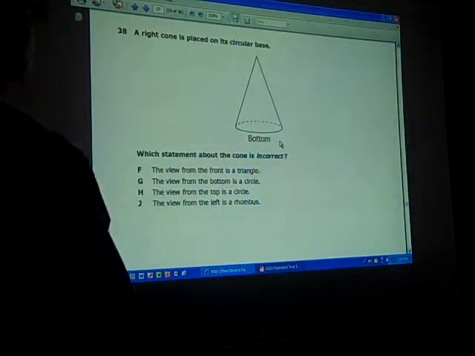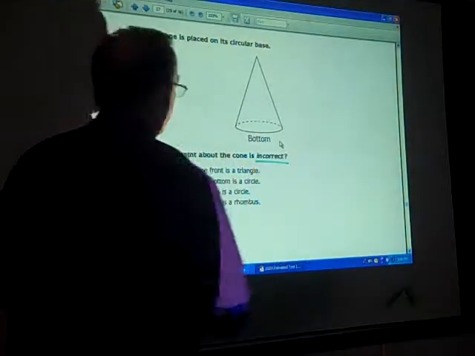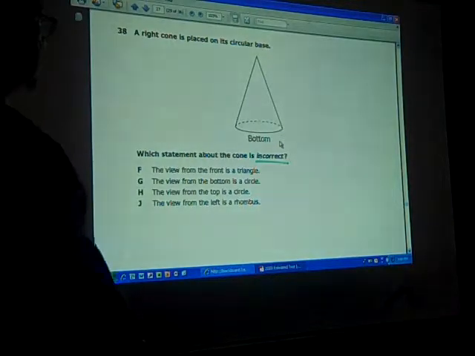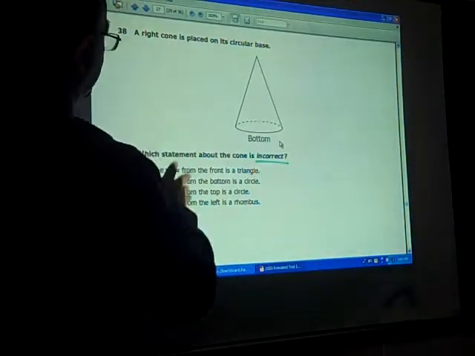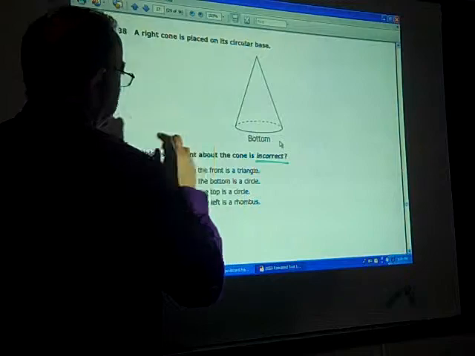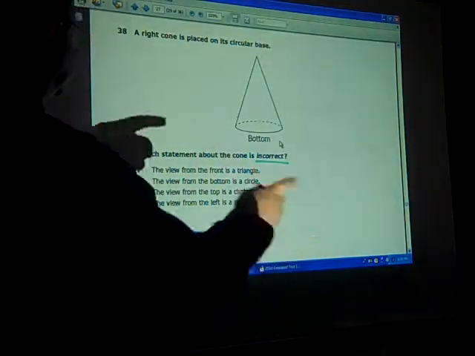38. A right cone is placed on its circular base. Which of these is incorrect? The view from the front is a triangle. I'm going to say for the most part it is. This is a little rounded here, so that might be debatable. Well, let's look at the other ones.